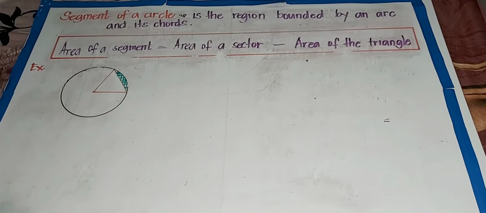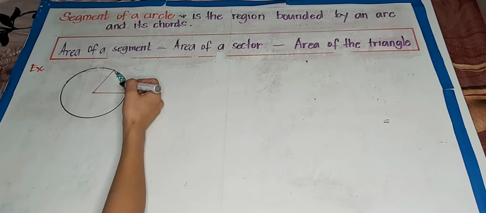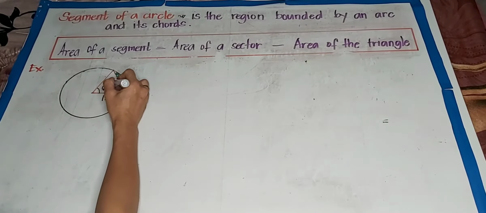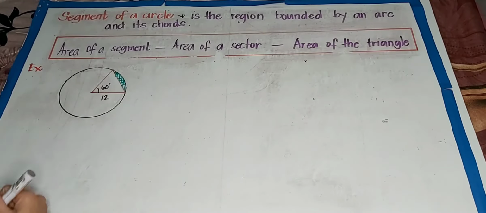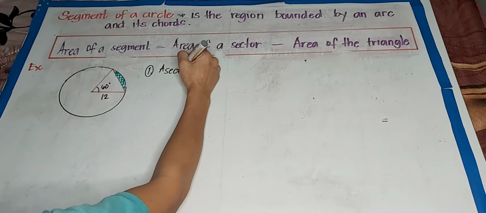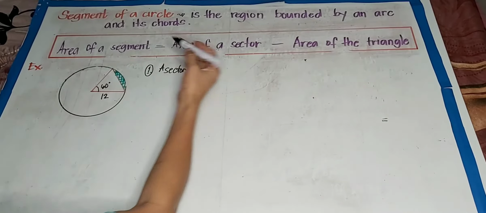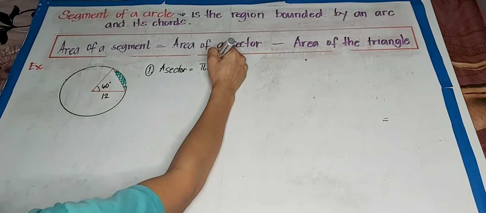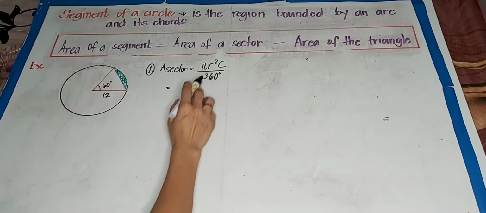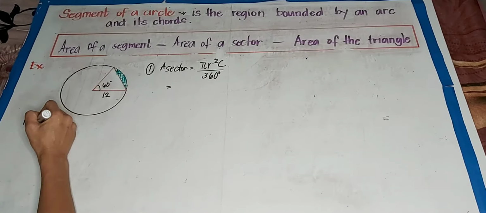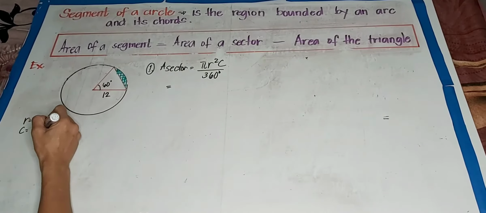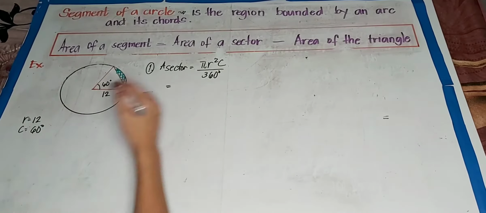Another example for segment of a circle. In this case, let's say this is 12 units, our radius is 12, and this angle measures 60 degrees. Let's find the area of this segment. Step 1, area of the sector. Okay, yung area ng sector na to. So that is pi r squared times C all over 360 degrees. That's our formula. First, ano muna ang ating radius? R is 12. Ano ang C? Ano ang degree measure ng ating arc? That is 60 degrees.